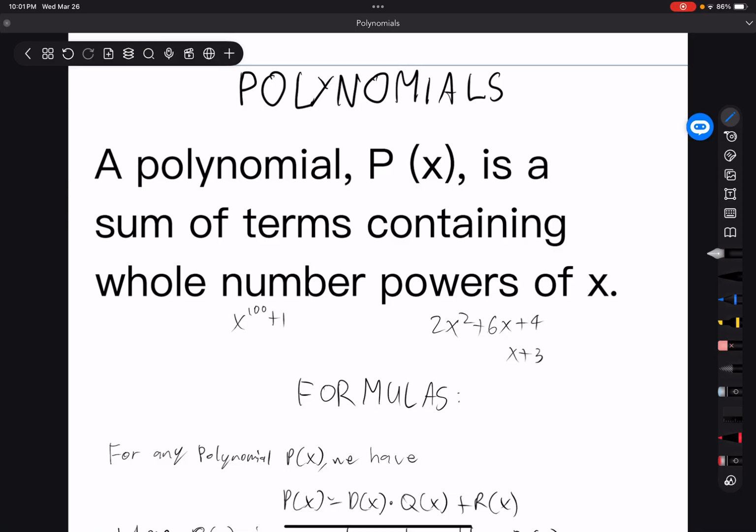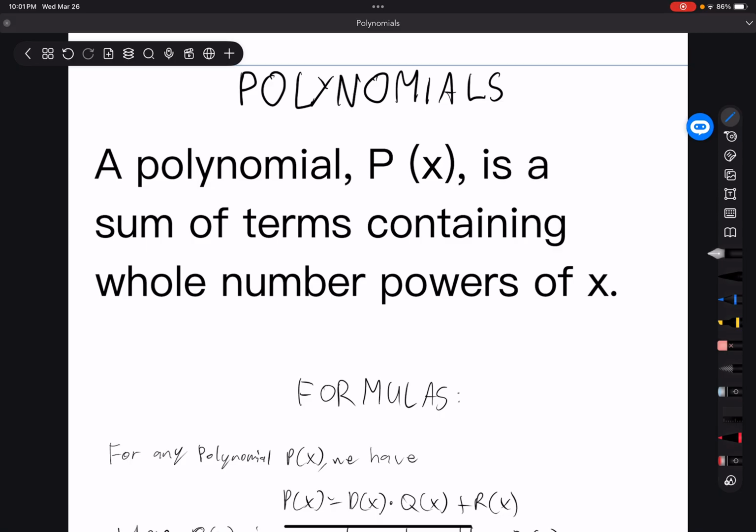But an example like x to the power of 3 over 2 plus 3 is not a polynomial, because the exponent is not a whole number. Alright, so now that we know what a polynomial is, let's get into a few formulas and essential things that we need to know in order to understand polynomials.